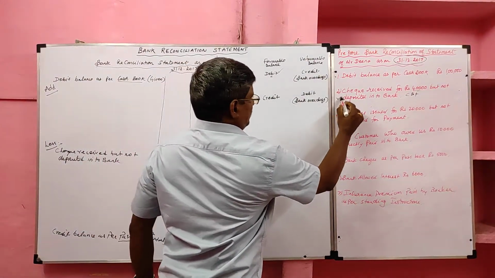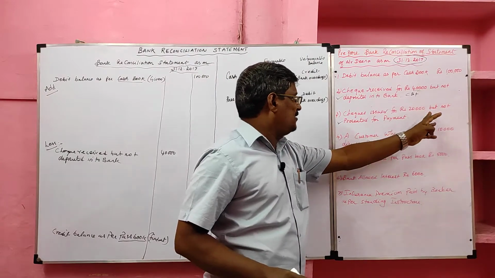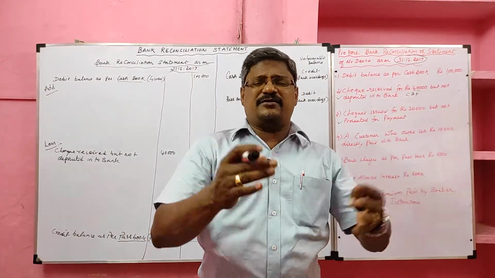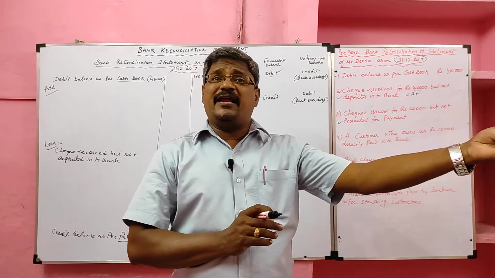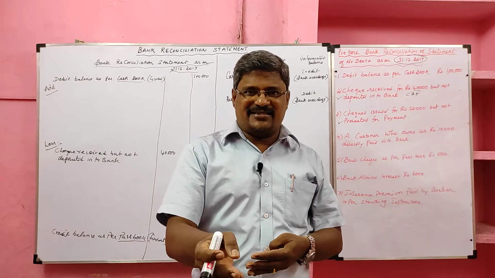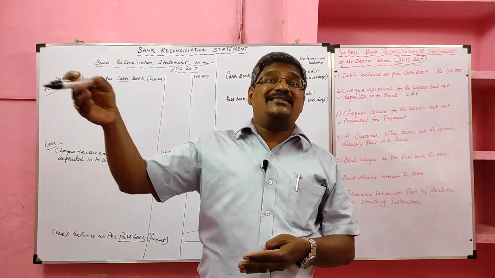Next, check issued. Check issued for rupees 20,000 but not presented for payment. We issued a check, the business issued a check to somebody. The somebody did not present it for payment. Where did the transaction take place? The transaction took place in the cash book. What did they do there? It was deducted.